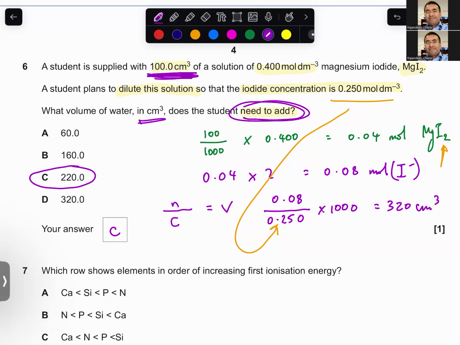So most students, I think, can get up to here, but they write the wrong answer because they didn't read the question carefully. Please be mindful of that.